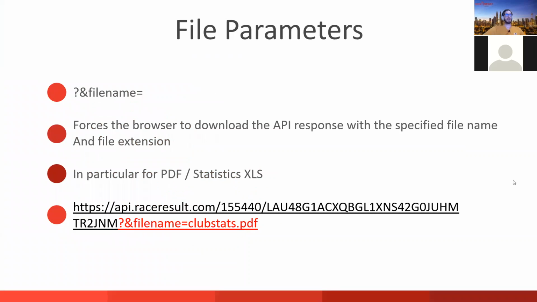We can also change the file path. This is particularly if you're using PDF or Excel. So if you want to download an output as an Excel file, you can also put question mark and file name equals. And if you put file name.xls, it will download automatically as an Excel file. If you put PDF, it will download automatically as a PDF.